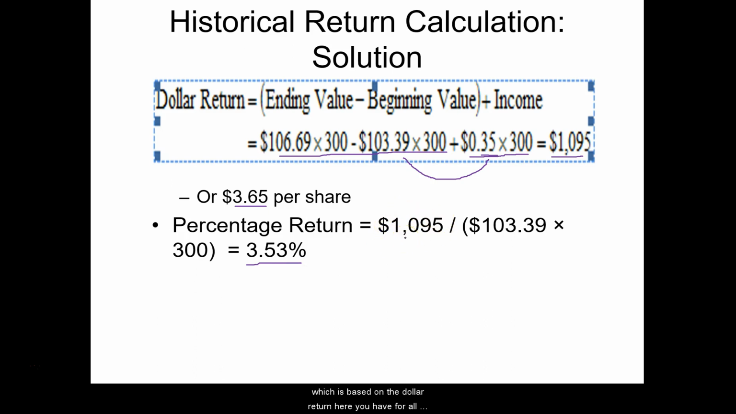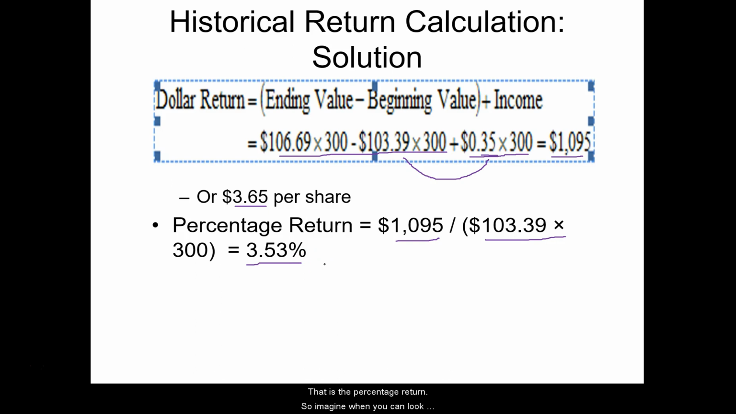Here you have for all 300 shares. So 1095 is for 300 shares. Accordingly, the investment would be 300 shares multiplied by 103.39 per share beginning value. So percentage return wise will be 3.53%. You can also try just for 1 share. So to calculate the percentage return, you would do $3.65 return per share divided by the beginning value, 103.39 per share. You will get the same 3.53%. That is the percentage return.